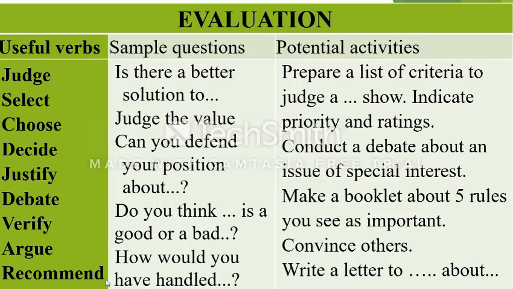The potential activities: prepare a list of criteria to judge a puppet show or a magic show. Indicate priority and ratings. Conduct a debate about an issue of special interest. Make a booklet about five goals you see as important. Convince others. Write a letter to your father or your friend about your result or your progress. So these are the potential activities used at the evaluation level.